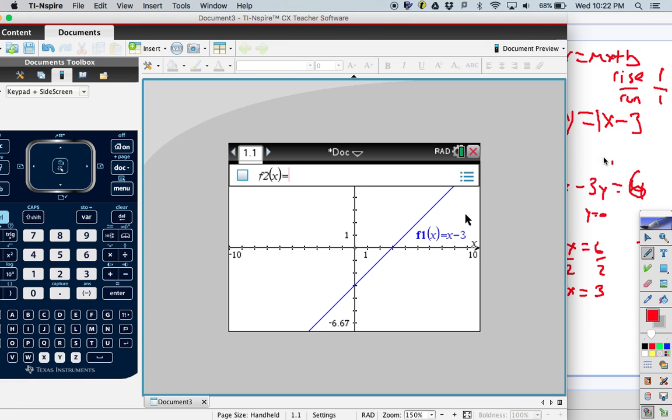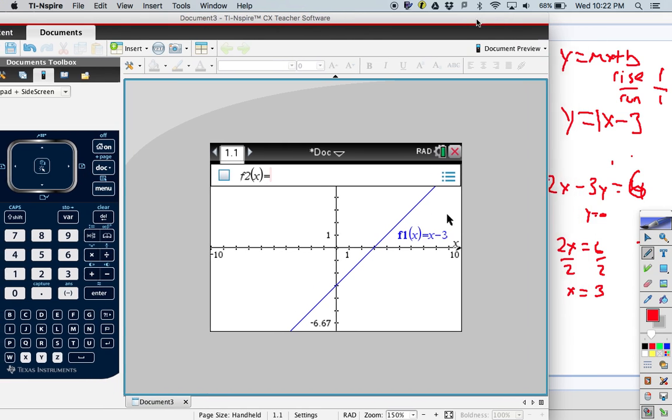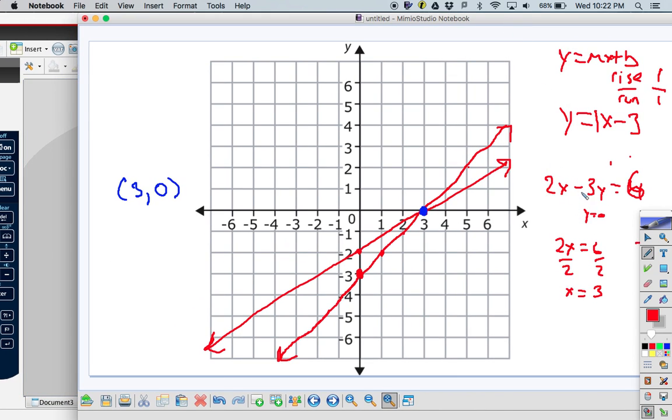Now this time I want to graph this second one, but it's not in y equals form, so I'm first going to have to solve it for y equals form to put it into the calculator. So I get 2x minus 3y equals 6. I want y by itself, so I've got to move this 2x, so we're going to subtract 2x, and if I do it on one side, I must do it to both sides.